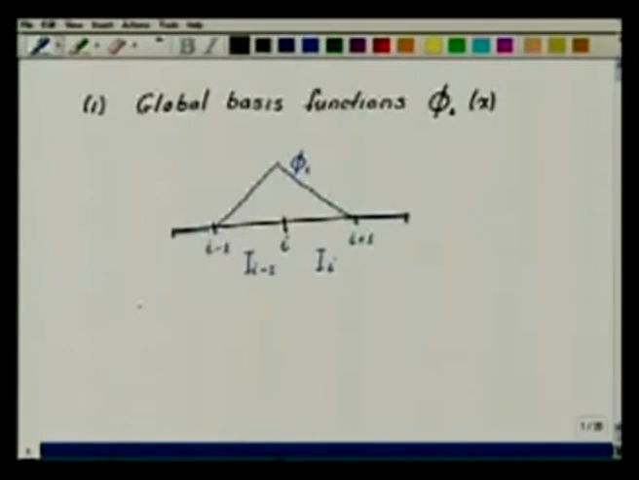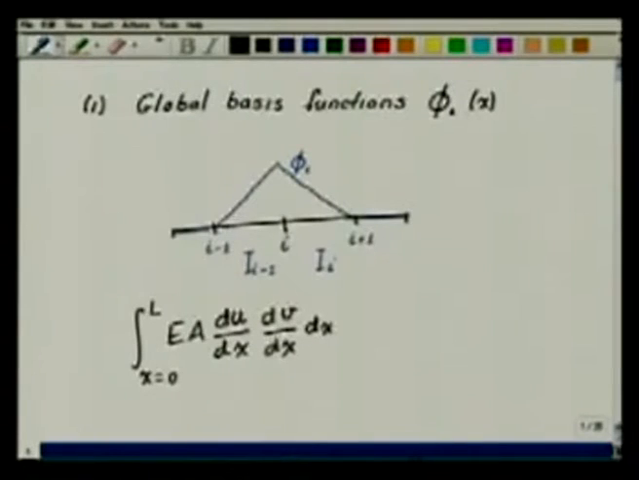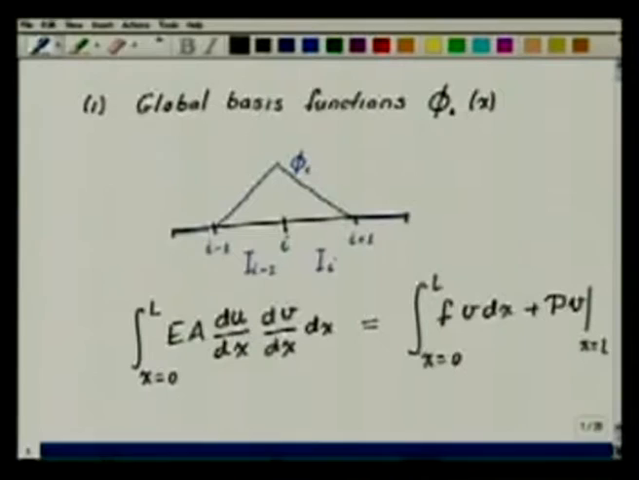If you remember, we had made our weak formulation of this type: integral x equal to 0 to L of EA du dx times dv dx, where I will be using v or w as my weight function, equal to the integral x equal to 0 to L of f v dx plus, as we had put an end load, p v evaluated at x equal to L. So, this was the weak form for the model problem that we had taken.